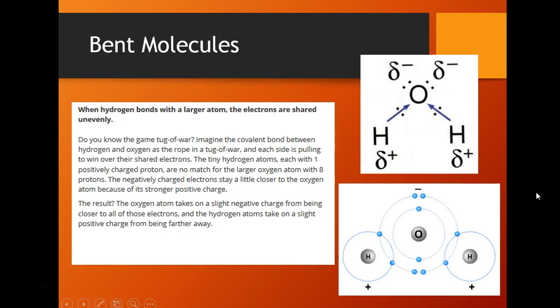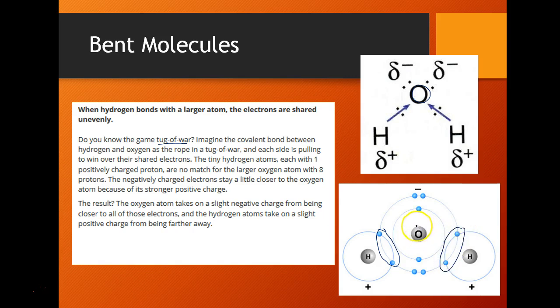Let's go ahead and take a look at the water molecule a little bit more closely. When hydrogen bonds with a larger atom, in this case oxygen, right here, the electrons are shared unevenly. Do you know the game of tug of war? Imagine the covalent bond between hydrogen and oxygen as a rope in a tug of war, and each side is pulling to win over their shared electrons. These are the shared electrons that we're talking about right here.